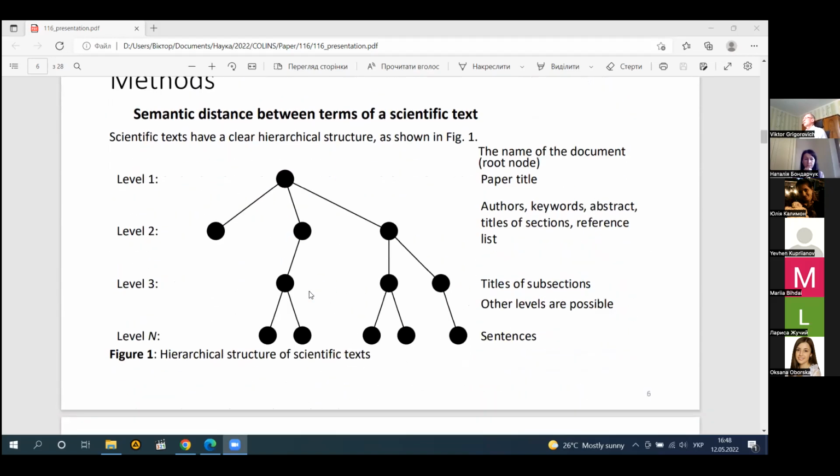Semantic distance between terms of scientific texts. Scientific texts have a clear hierarchical structure as shown in figure 1. The root level, the root node, is the title. The next level is the list of authors, keywords, abstract, titles of sections, reference list, etc. The next level is the titles of subsections. Other levels are possible. And the final level is words in the same sentences.